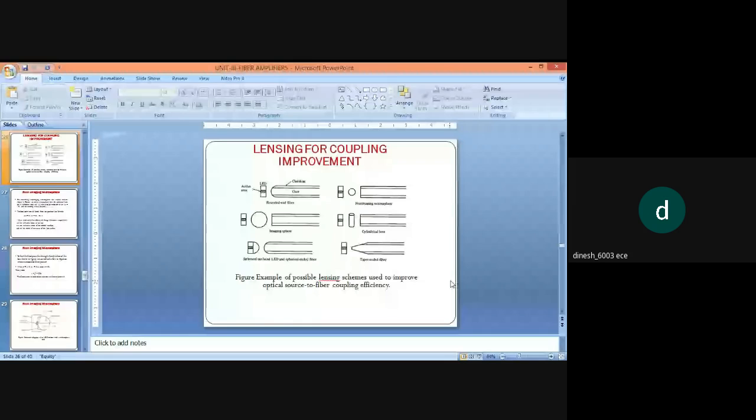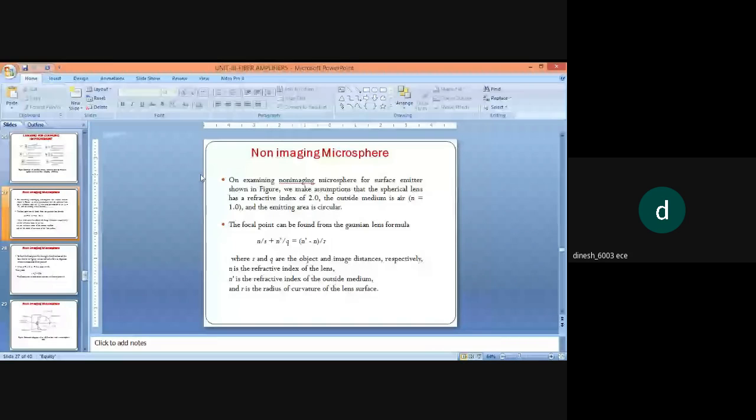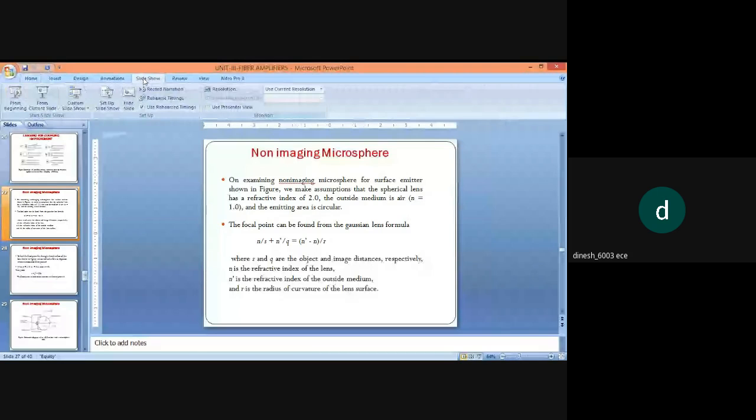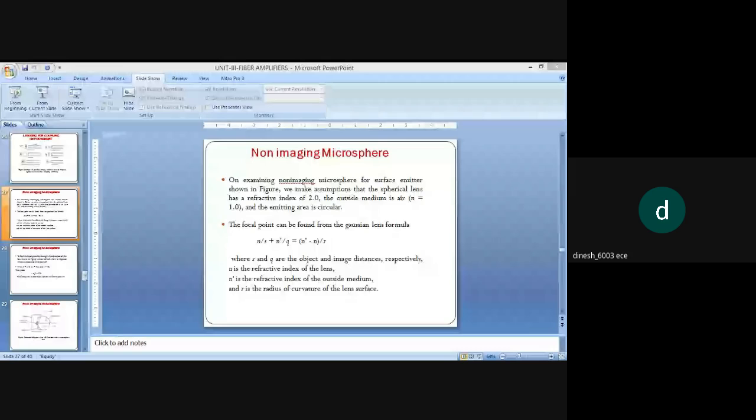So next we are going to discuss the non-imaging microsphere. The active area or the optical source and the fiber, and between these two we have the non-imaging microsphere. So that will allow the light being generated from the active area of the optical source to launch into the core alone.